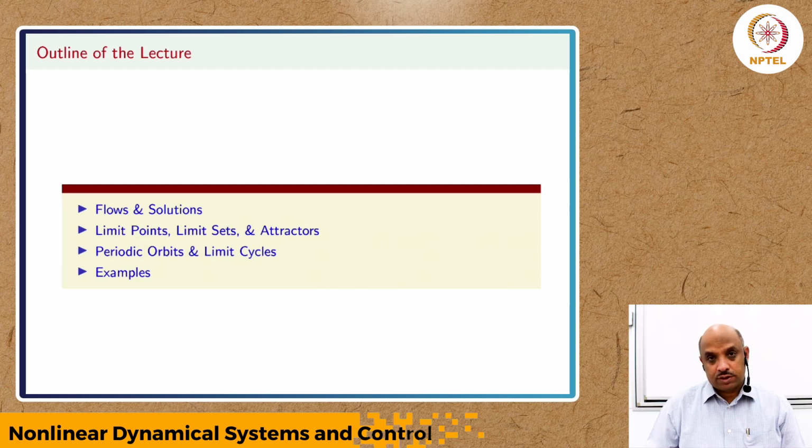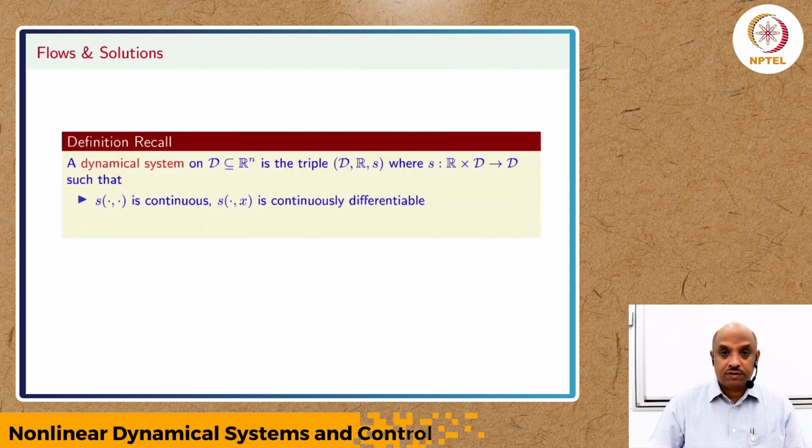It's possible, of course, the solution may go unbounded, and in one of those stranger cases, you may have strange attractors, right? So what we do now is formalize these notions, provide rigorous definitions, and then see a couple of examples in MATLAB, right? So let's recall that a dynamical system is a triple.